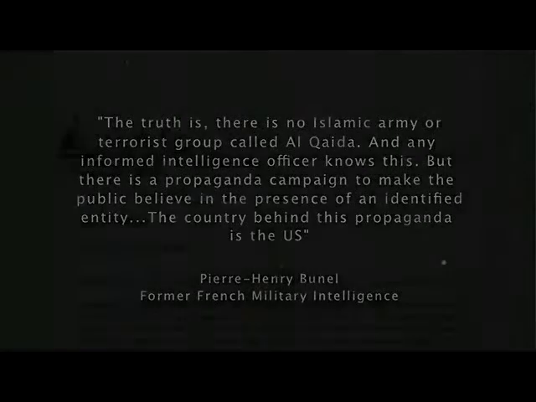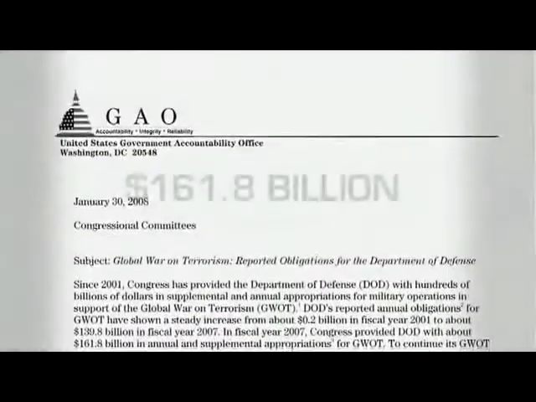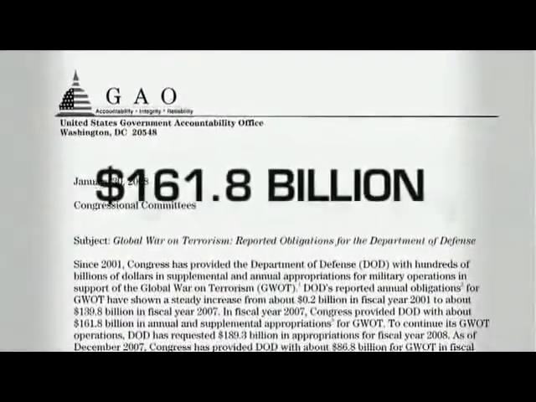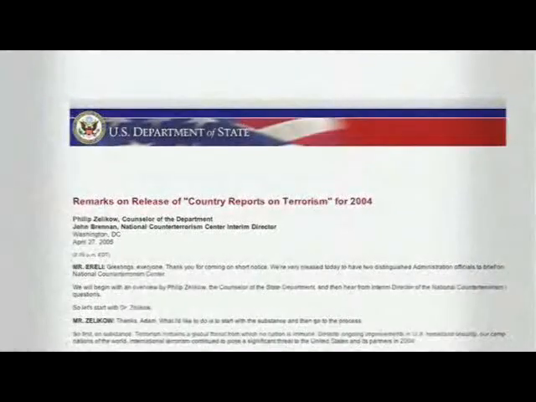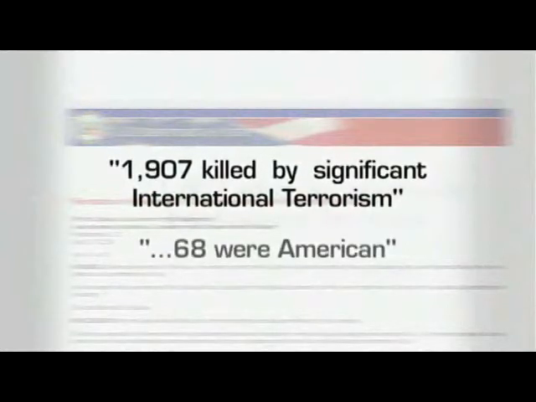In 2007, the Department of Defense received $161.8 billion for the so-called global war on terrorism. According to the National Counterterrorism Center, in 2004, roughly 2,000 people were killed internationally due to supposed terrorist acts. Of that number, 70 were American.